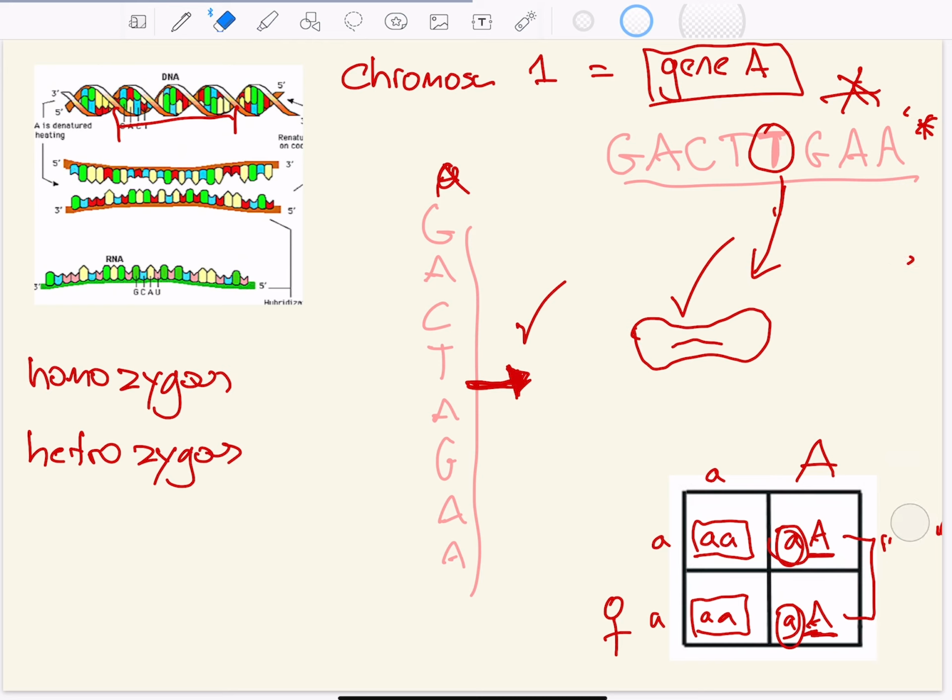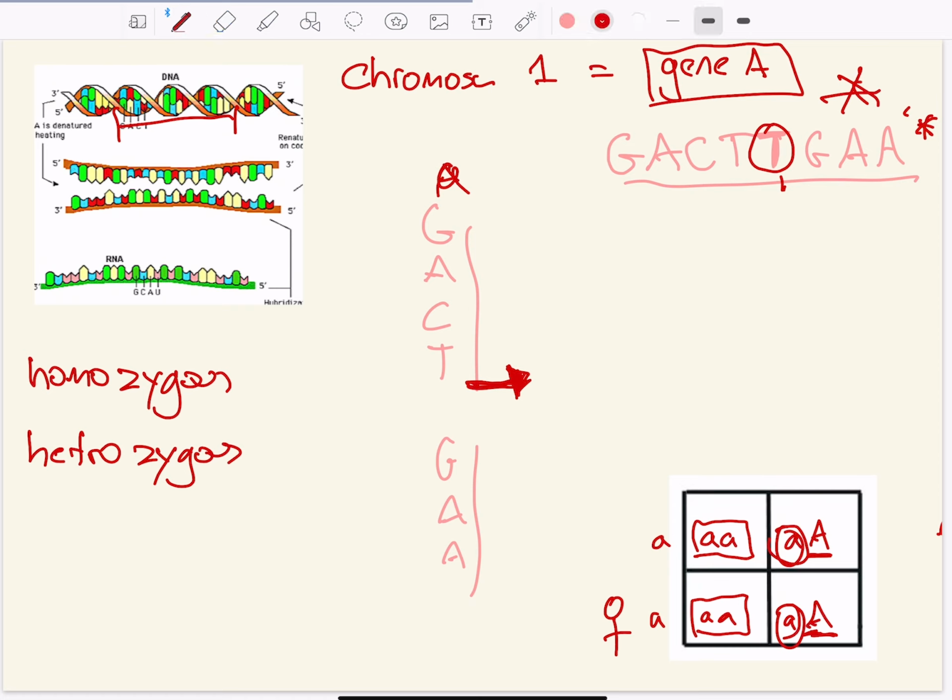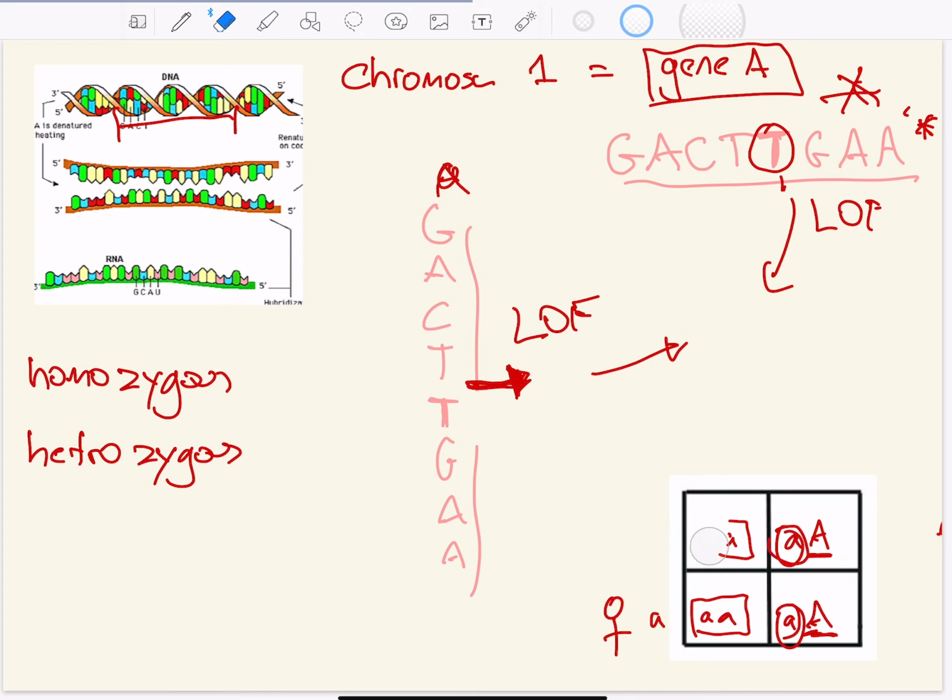What if we saw the same thing across here with mum? So we saw that she had another T here, which made a loss of function here. So mum has a loss of function, dad has a loss of function, which means what for the red blood cell? Okay, well, let's put it in the Punnett square now.